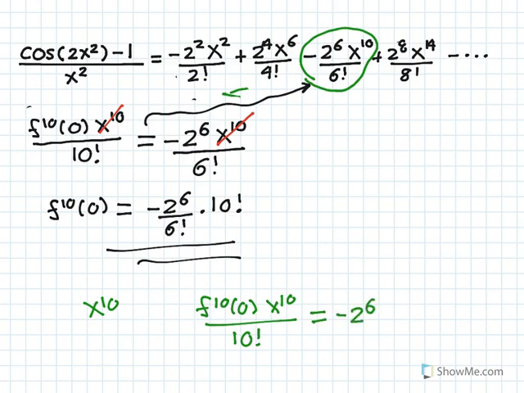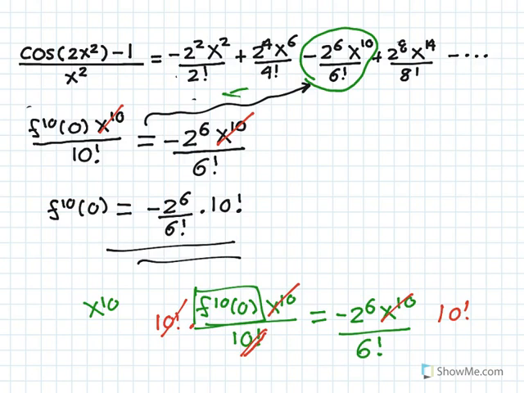Minus 2 to the power of 6, x to the power of 10, divided by 6 factorial. And after that, it's just algebra. Cancel out x to the 10, and multiply both sides by 10 factorial. This cancels out, and we solve for the 10th derivative at 0. And that gives us all of this: minus 2 to the power of 6 times 10 factorial divided by 6 factorial. All right, thanks.